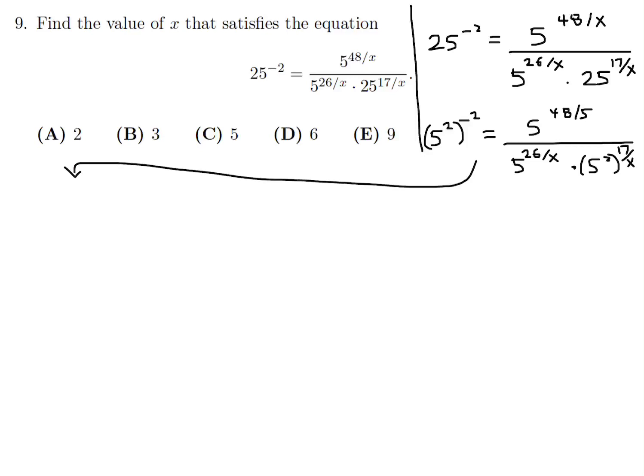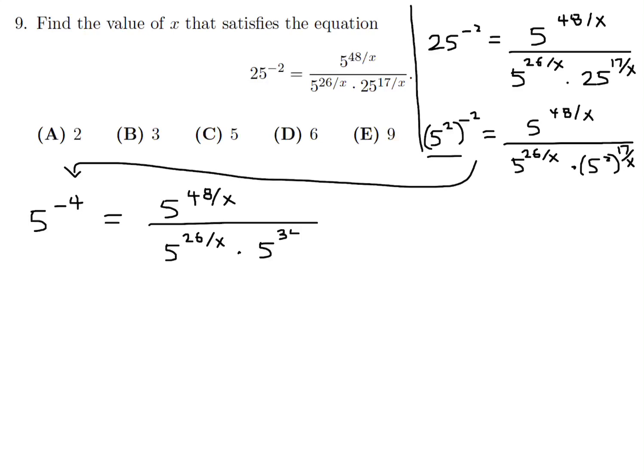All right, so here we go. This one right here, you will multiply, so that will become 5 to the negative 4. The top, at this point, I'll just leave alone here, 5 to the 48 over x. And then 5 to the 26 over x, and then this becomes 5 to the 34 over x, because you're going to multiply that 2 times 17. And then this one you will add these, so 26 over x plus 34 over x. So that's good because the denominator is the same, so that becomes 60 over x. And this is still 5 to the negative 4.